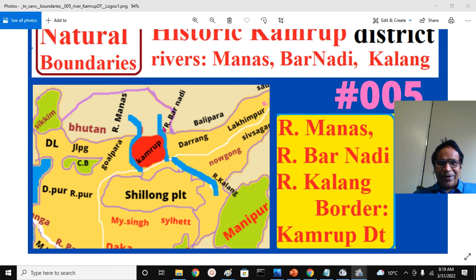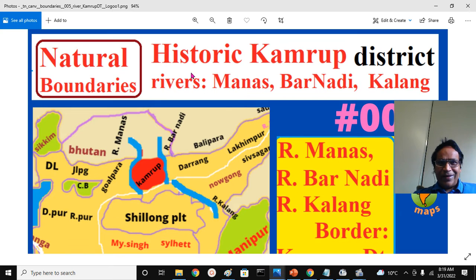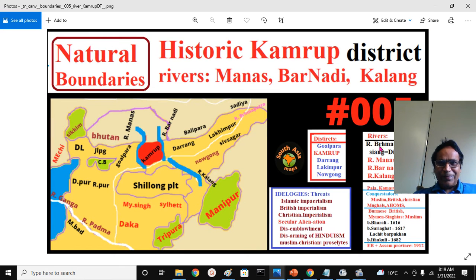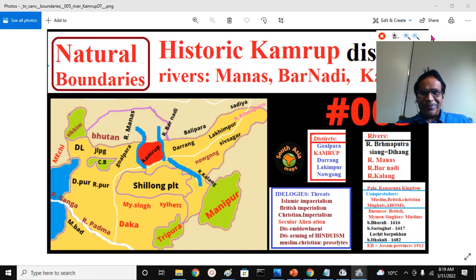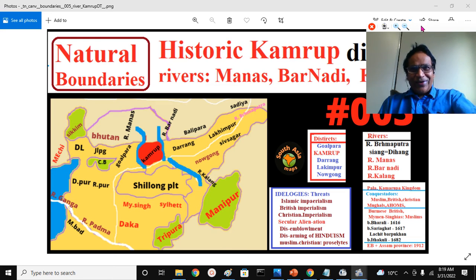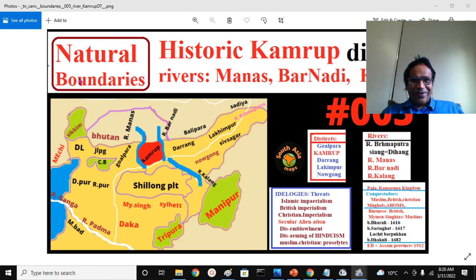So these things will put you in proper perspective on the context. The river Manas, the river BarNadi, and the eastern river Kalang demarcate the historic Kamrup district. That's the topic of today. This is the same slide with more information. The historic Kamrup district here, the natural boundaries. I have mentioned these three districts here.